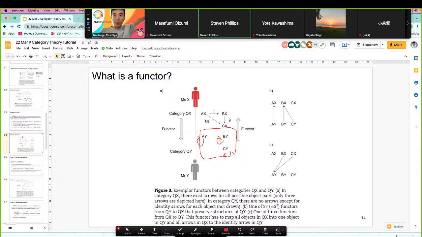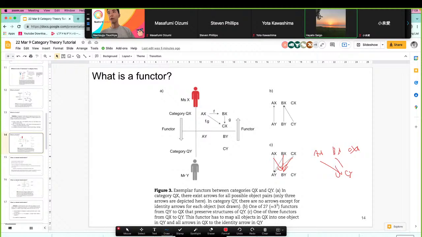And then there's one question from Beth. Could they all collapse into BY and CY? Yes, that's also the case. So instead of AY, if everything collapses into BY, that's also another functor. And also AY, AX, BX, CX to go to CY, that's also another functor. In all three cases, the structure of QX is preserved in QY.